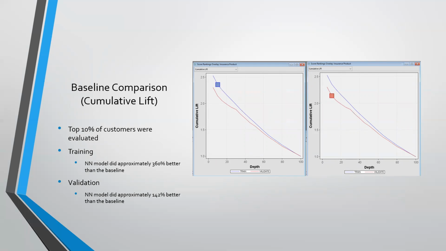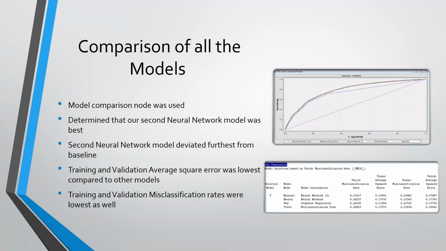So when compared to the baseline performance model at the 10th percentile, this model did approximately 2.14 times, or around 142% better than that of the baseline model regarding cumulative lift on the validate line. As for the train line, our model did 2.36 times, or around 136% better than the baseline model. What this means is that the performance of the neural network is 2.142 and 2.36 times that of the baseline model for the top 10% of customers. Next slide. I'm handing off to Brandon here, actually.